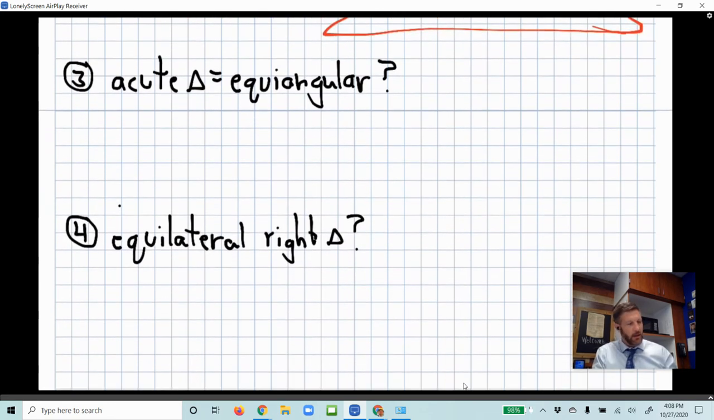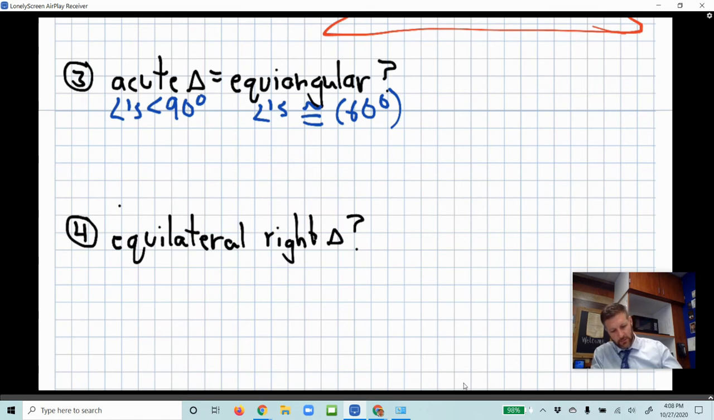Okay, number 3. This one asks if every acute triangle is also equiangular. And again, explain and support your answer with a sketch. So an acute triangle has to have all angles less than 90 degrees. An equiangular triangle would have all the angles congruent, so they would have to be 60 degrees. So is that true? Is there no other way for it to be acute?